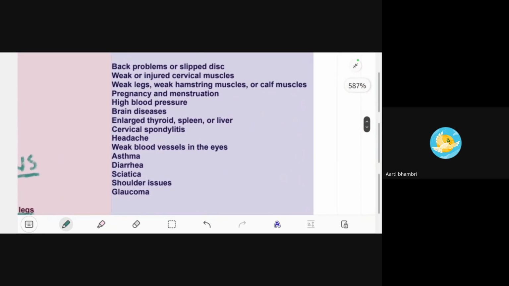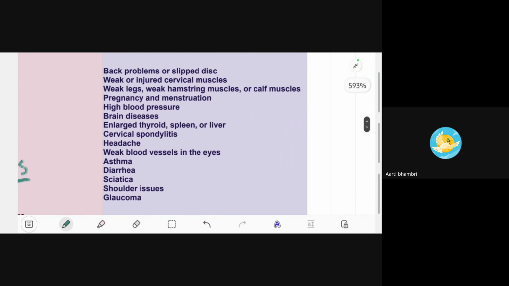Okay, what are the contraindications? So we have to remember backache problem, of course, back problem. Yes. Can you please explain how it is strengthening only the sympathetic nervous system?